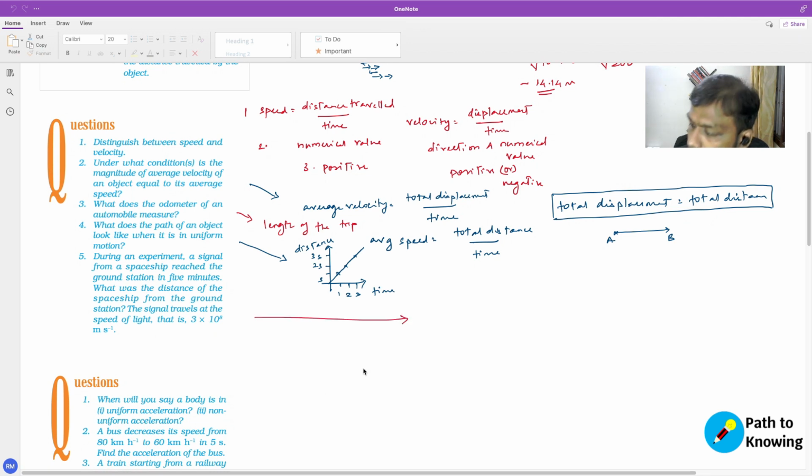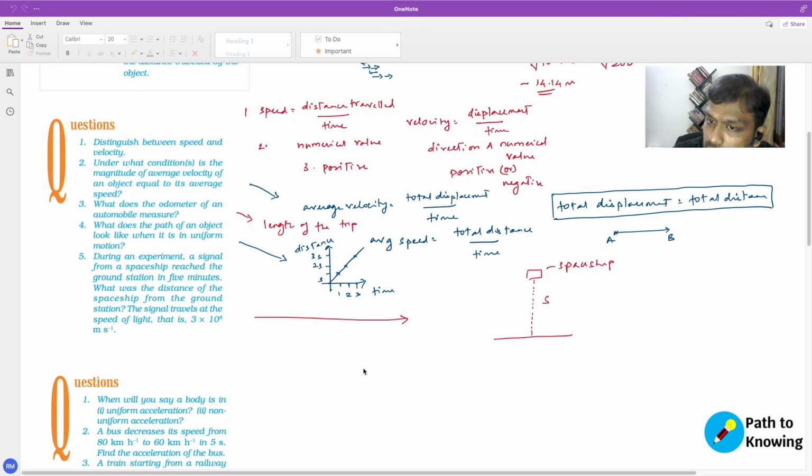Let's use the space for our calculation. Let's assume this is the ground station, and there is a spaceship here. So this is your spaceship. What this says is that during an experiment, the signal traveled from the spaceship till here. So let's take this as the distance, s. The idea is to calculate the value of this.